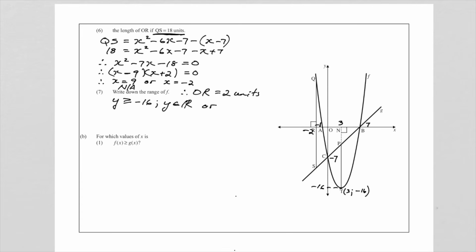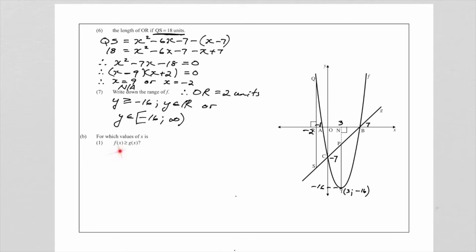Or we can also write this in interval notation, where we say that y is an element of minus 16 up to infinity. Infinity is always open. Minus 16 is included, and that means it will get the square bracket, because minus 16 is included in the range, and it goes right up to positive infinity, as we indicated here. You don't need to write both of them down. I'm just showing you, whatever you prefer, you can use either the set builder notation or the interval notation when you answer this question.